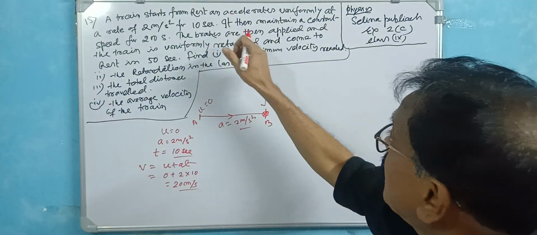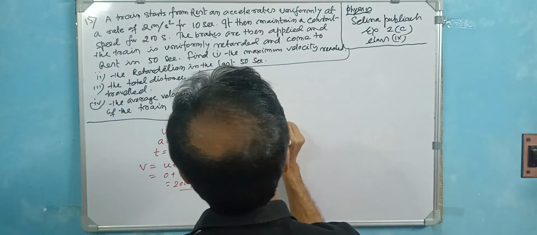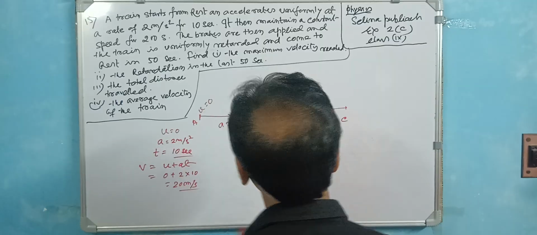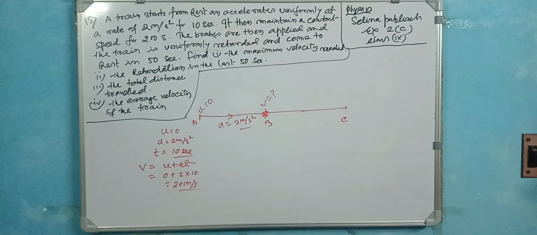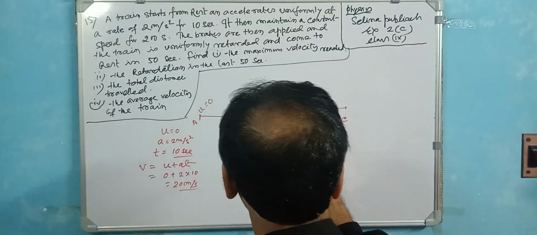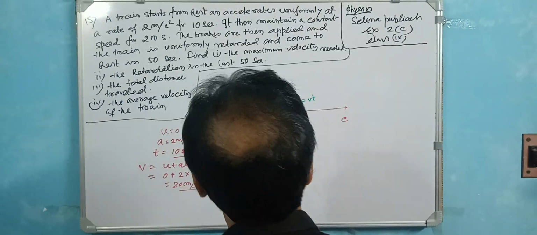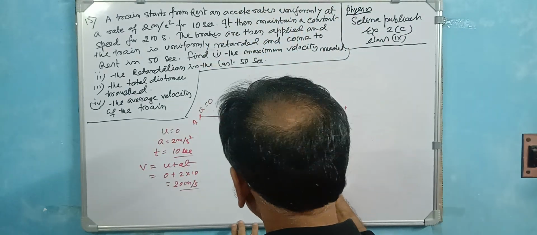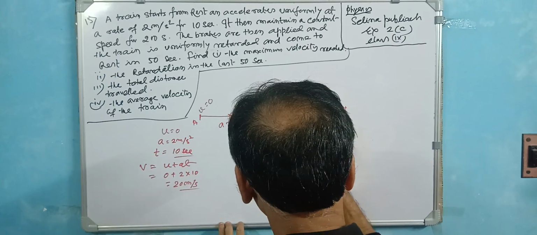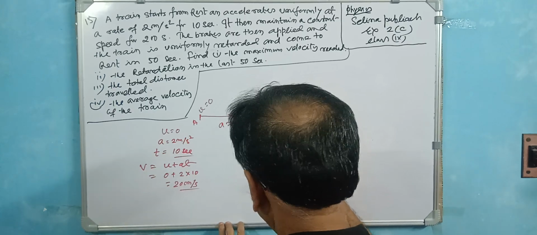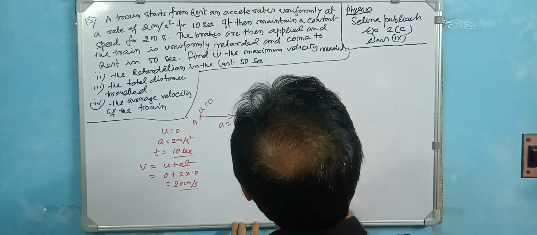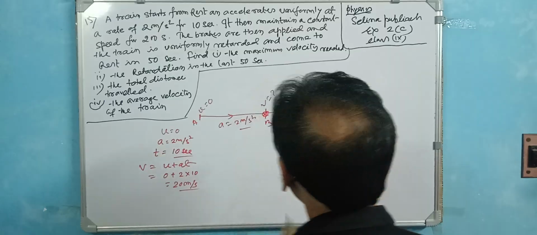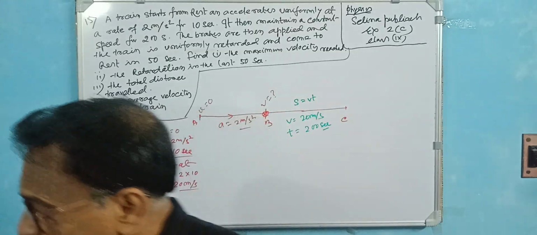Clear. It then maintains a constant speed for 200 seconds. Here, suppose A, B, C, it maintains constant speed, so there is no acceleration. The formula is S is equal to Vt, because there is constant speed. The constant speed is 20 meter per second. The picture is very important. And T is equal to 200 seconds. It's clear?